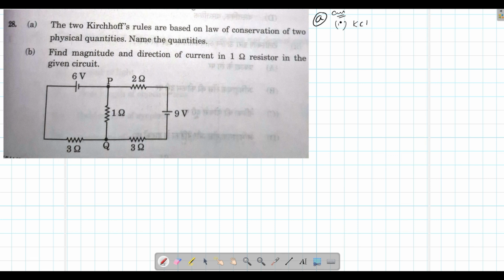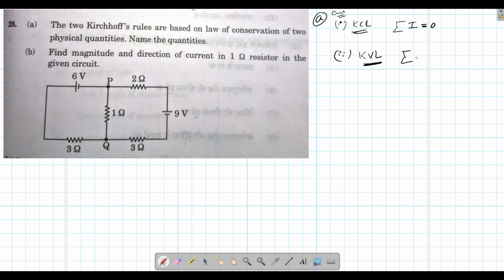KCL says the summation of I equals 0. The algebraic sum of current meeting at the junction is equal to 0. That is KCL. Second, based on conservation of energy, is Kirchhoff's voltage law.